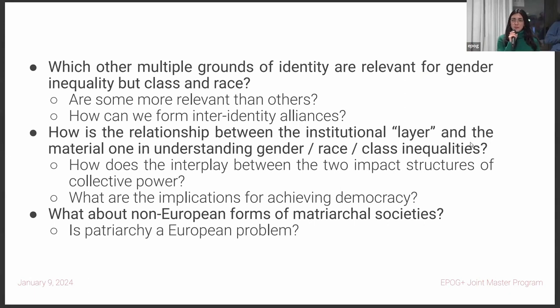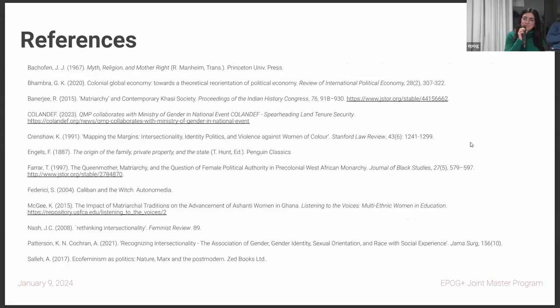How is the relationship between the institutional layer and the material one in understanding gender, race, class inequalities, and how does the interplay between the two impact structures of collective power? And connected to this, what are the implications for achieving democracy? And finally, what about non-European forms of matriarchal societies? Can we think of patriarchy as a European problem? And that's all. Thank you for your attention and for your presentation.